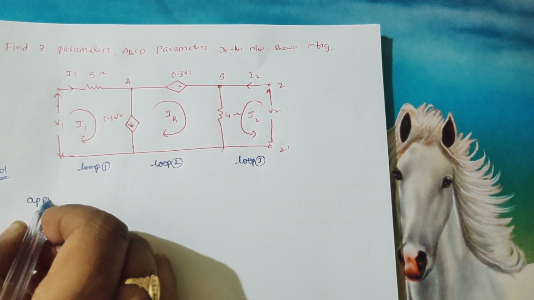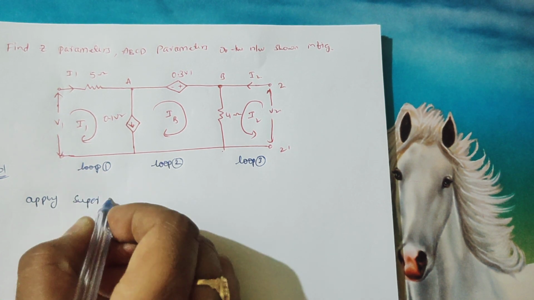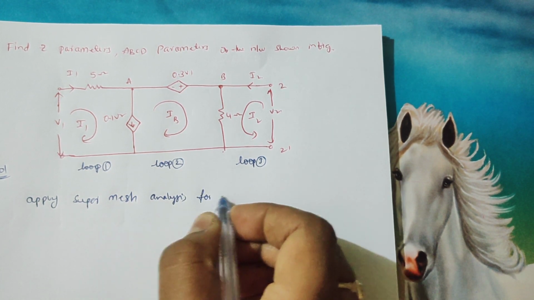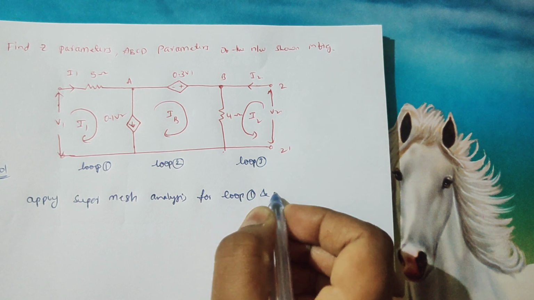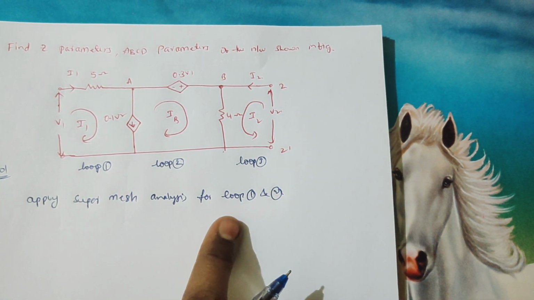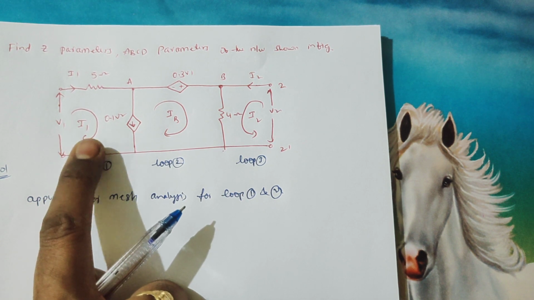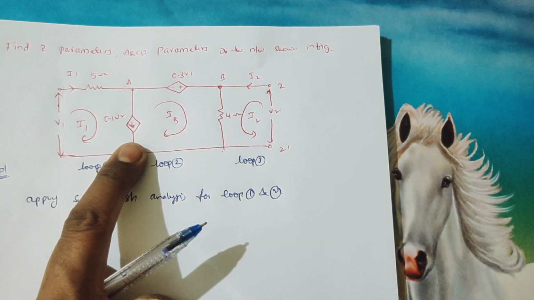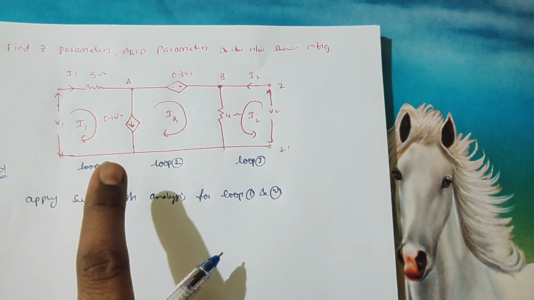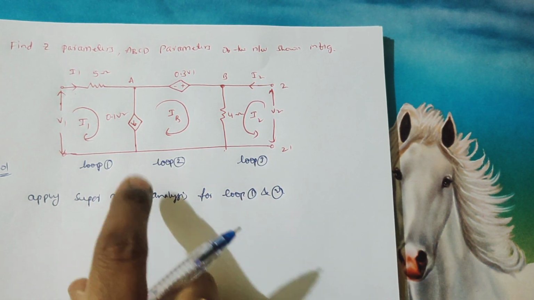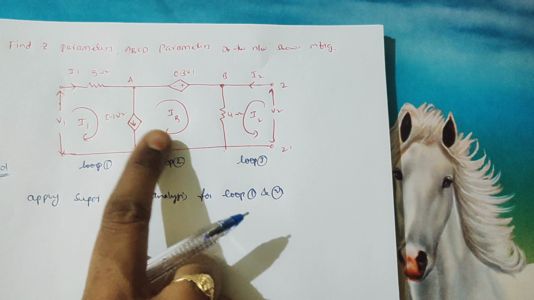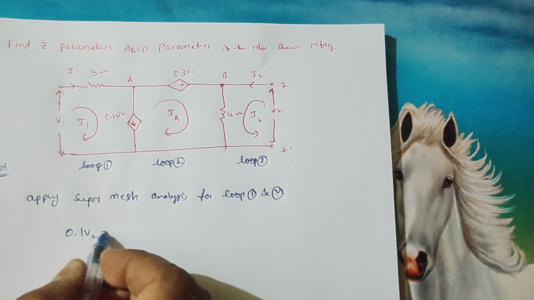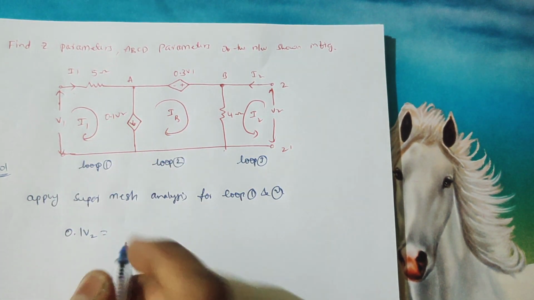So apply super mesh analysis for loops 1 and 2. The super mesh analysis is nothing but this: when we are not able to apply the KVL to loops, then we are going to combine these loops, because there is a common current source in between the two loops, and that current source should be equal to whatever the current is in that current source.